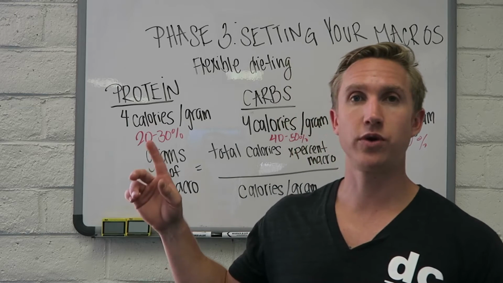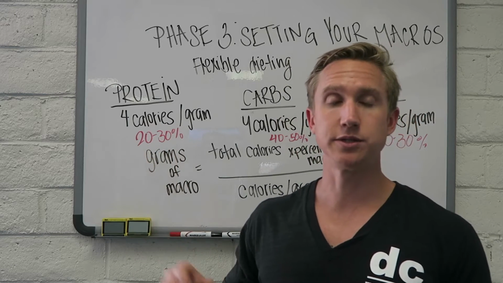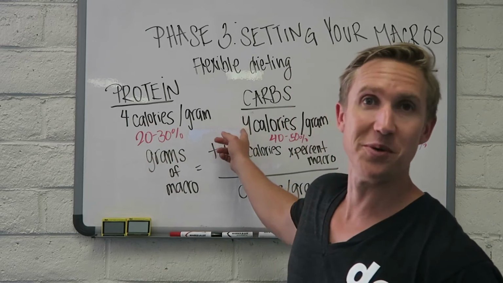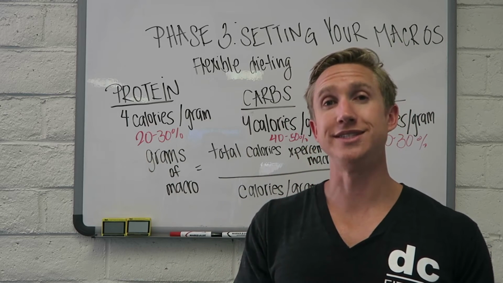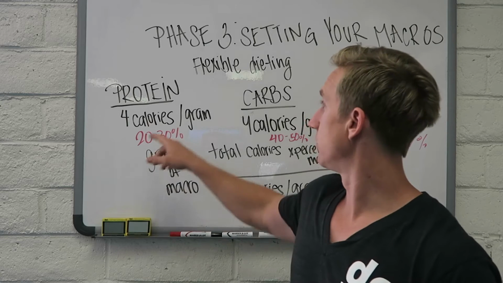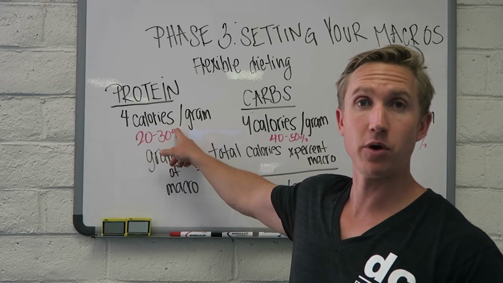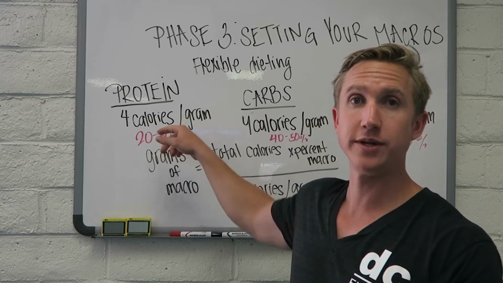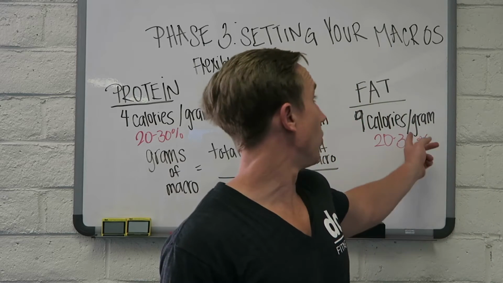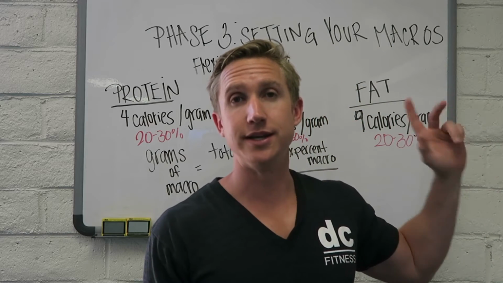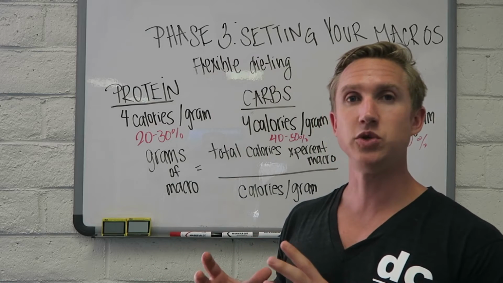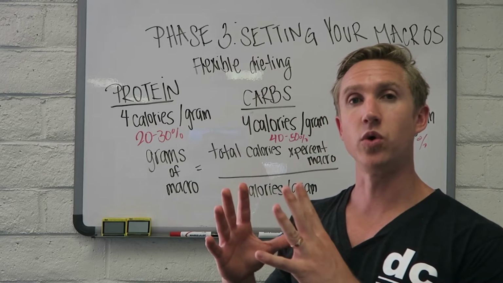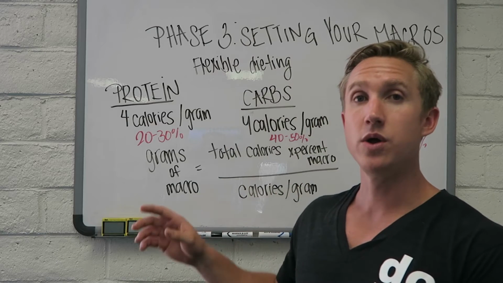So for carbohydrates, 1 gram of carbohydrates is equal to 4 calories. For protein, it's the same thing. 1 gram of protein is equal to 4 calories. For fat, 1 gram of fat is actually equal to 9 calories. So keep that in mind when we're going through this process. And I'm going to teach you how to set your macros right now.